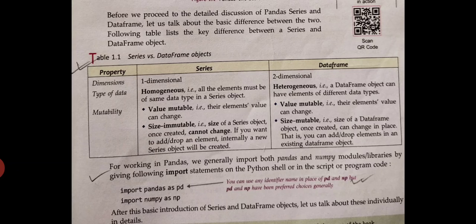Here also same. The size of a data frame object once created can change in place. That is, we can add or drop an element in an existing data frame object. But if you want to add or drop an element in a series, a new series object will be created. That means in series there is no possibility of changing the series size, whereas in data frame this can be done.